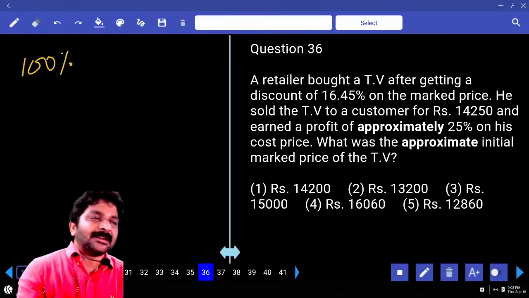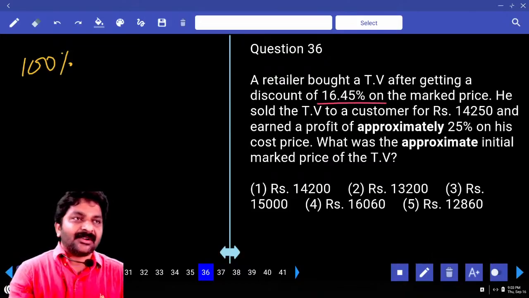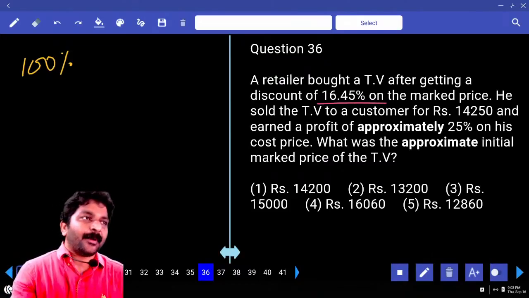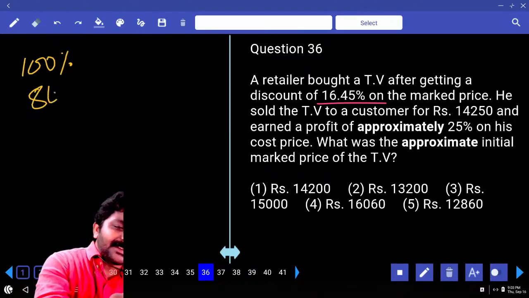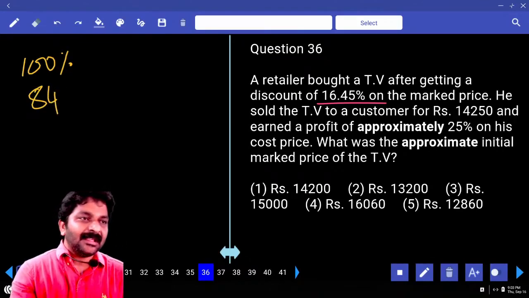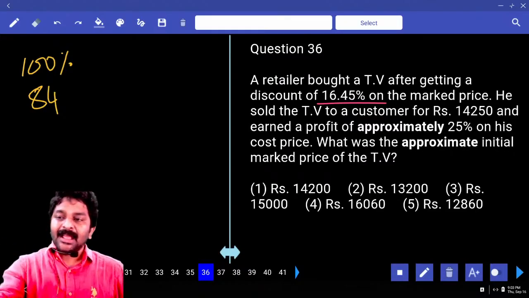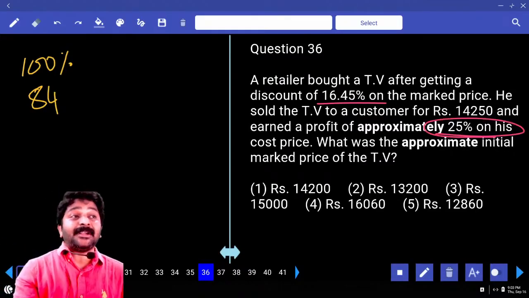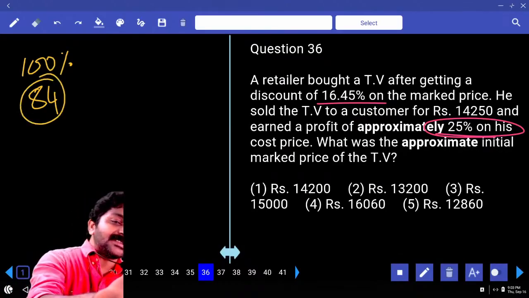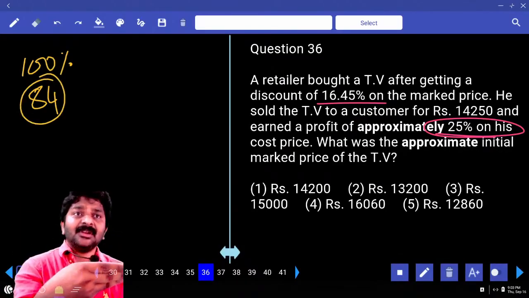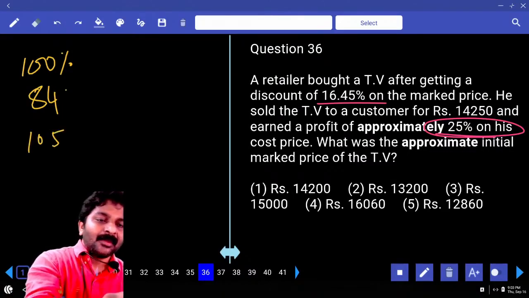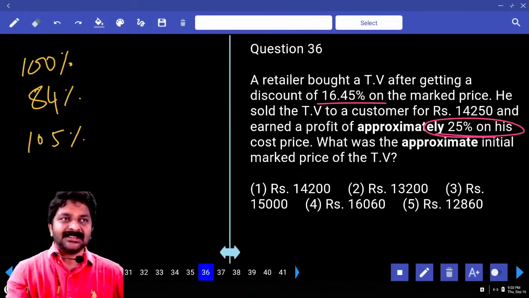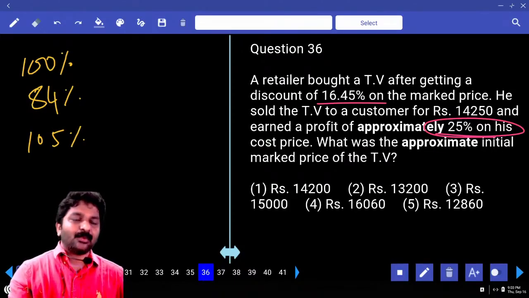Let us treat market price as 100%. How much percentage discount is offered? 16.45. Can I treat it as approximately 16%? Then he purchased the item at 84% only. And now he is selling it to somebody else. When he sells the item, how much profit is he getting? What is 25% of this number? 1/4. 1/4 of 84 is 21. If you add 21 to this number, that becomes 105. Is this clear? What was our 100% in terms of words? Market price. What was 84%?